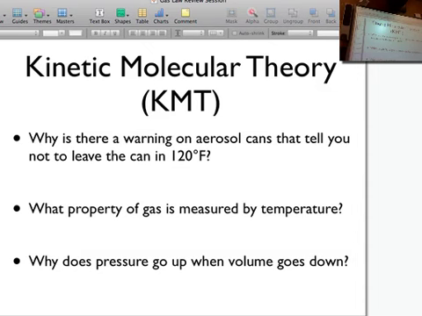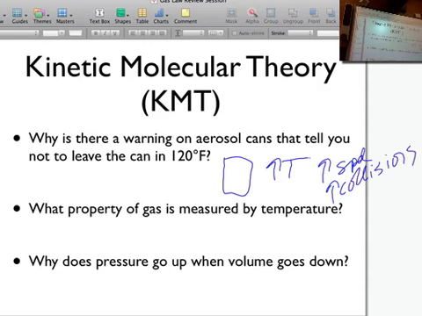Why is there a warning on aerosol cans that tell you not to leave the can above 120 Fahrenheit? Bryce? Because it gets dangerous how fast the things are flying inside. Maybe a little more specific. Particles are colliding inside. Okay, so we're going kinetic molecular theory here. If the temperature increases, the speed of the particles increases, which creates more collisions, right? Yeah, more collisions. So if there's more collisions at a higher temperature, you're putting a lot of pressure on that container. The faster they're moving, the more collisions there are. There's a reason why you can't have it above a certain temperature.